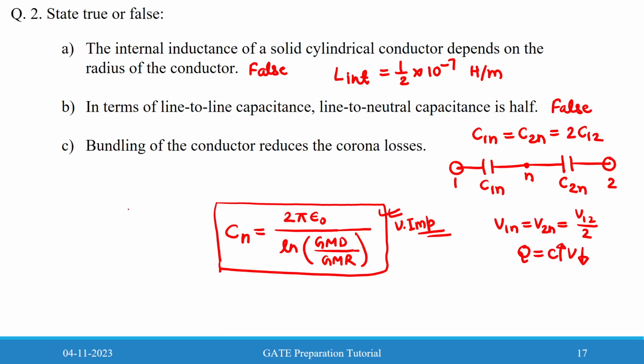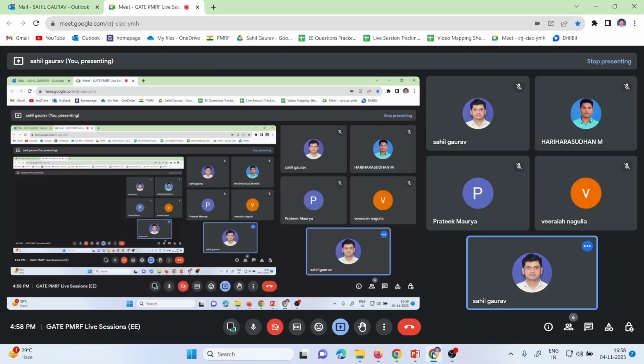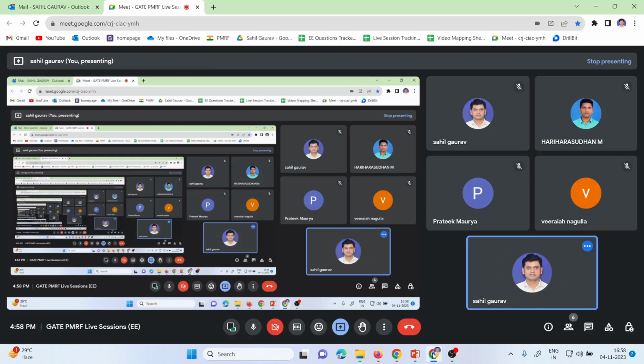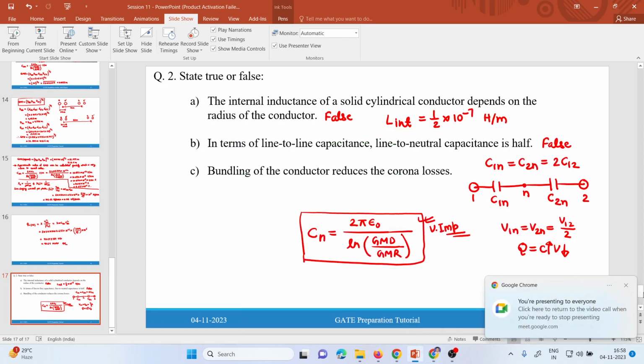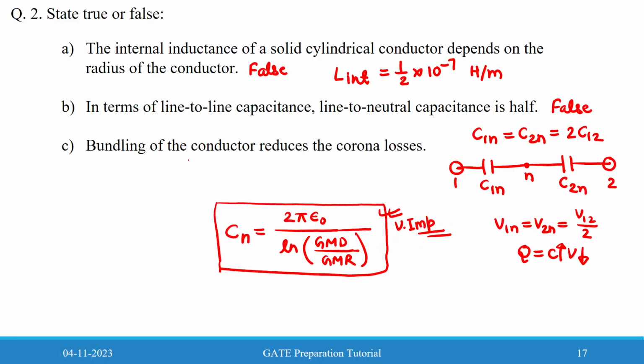Now the third point is that bundling of conductors reduces the corona loss. Is this true or false? This is very simple. Pratik, Nagula and Hari Sudan? True, sir. Yes, true.